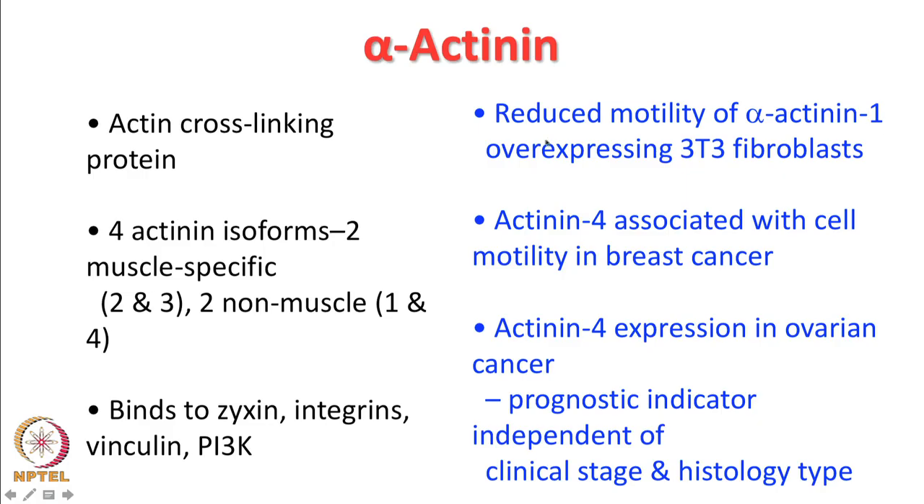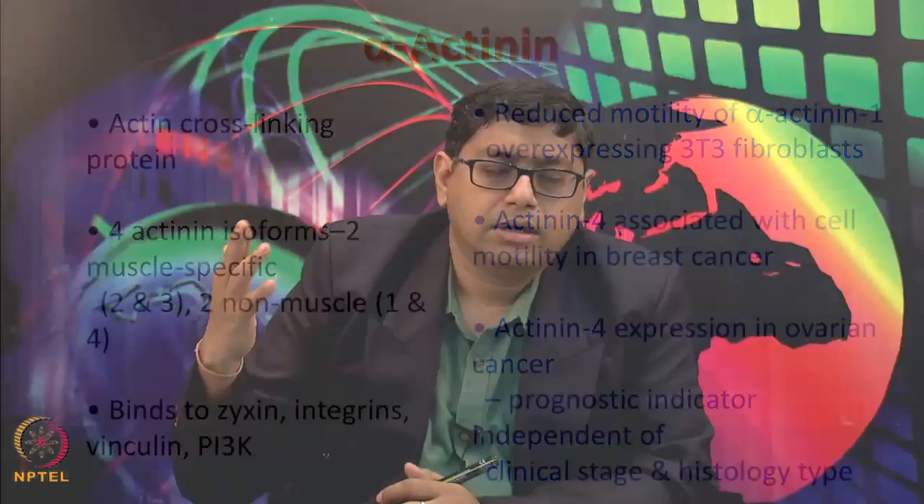Okay. Now, what has been observed is that alpha actinin 1 and alpha actinin 4 have been found to play opposite roles with regards to motility. If you overexpress alpha actinin 1 in fibroblasts, cells become less motile, suggesting that alpha actinin 1 negatively regulates cell motility. In contrast, alpha actinin 4 is associated with enhanced motility of breast cancer cells, and it is not just true for breast cancer cells, but across multiple different cancer cells including brain cancer or glioma cells, ovarian cancer cells, pancreatic cancer cells, and so on and so forth.